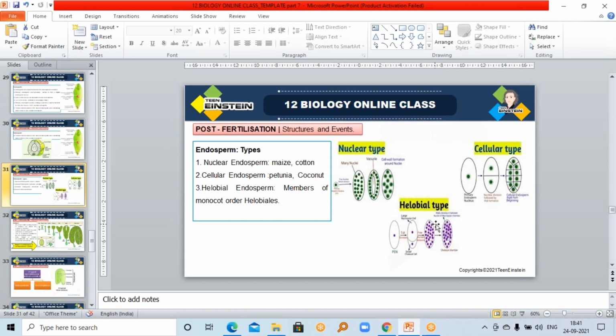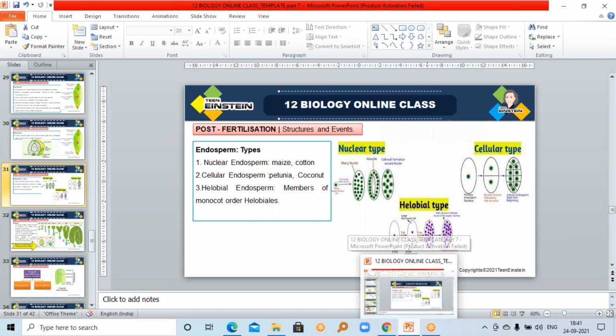So towards the chalazal end, here you can see the chalazal end, free nuclear division will be more. Towards chalaza, the free nuclear end. Here, this is the big cell. Here you can see more number of nuclei. So towards the chalazal end, the free nuclear division will be more. More number of nuclei will be seen towards the chalazal end.